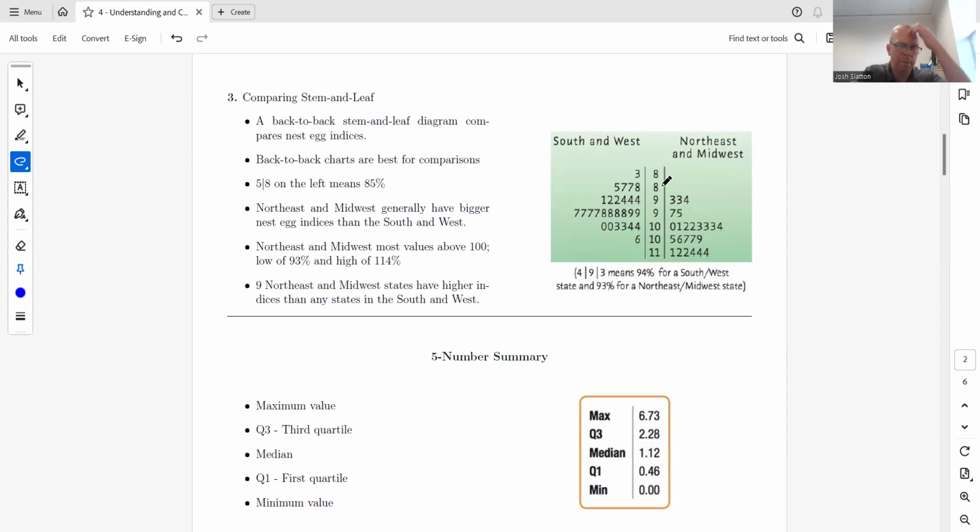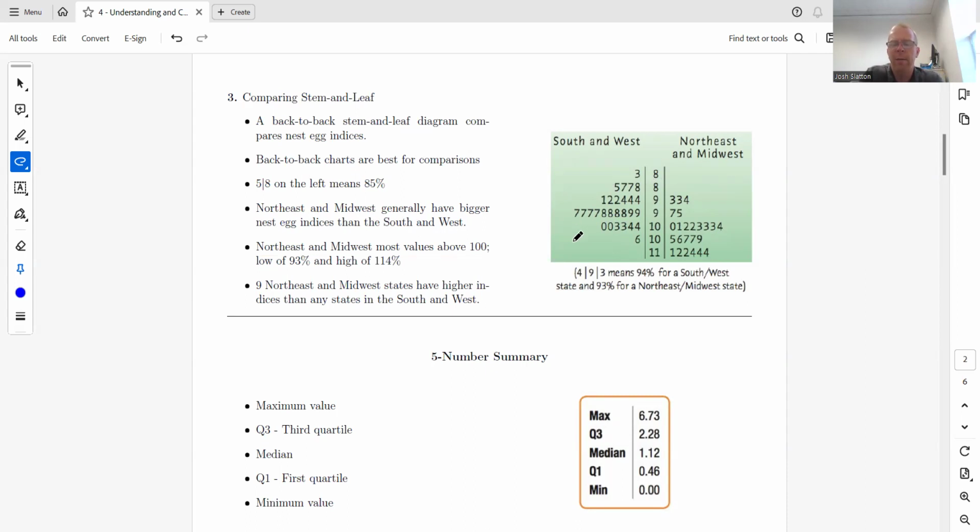So again, make sure you understand how to read these, because if you don't know how to read the chart, then there's not much you can do with it. Northeast and Midwest generally have bigger nest egg indices than South and West.